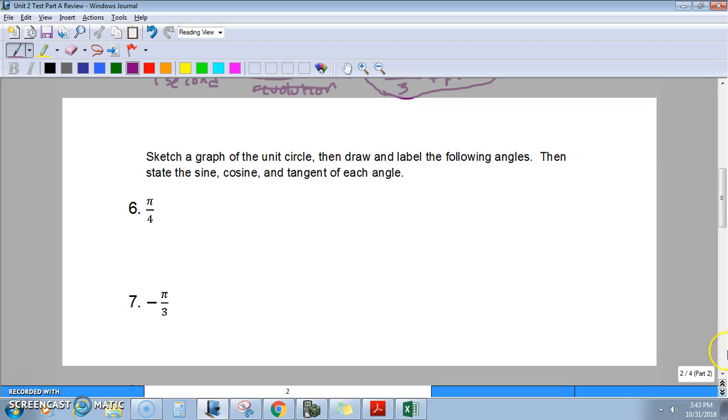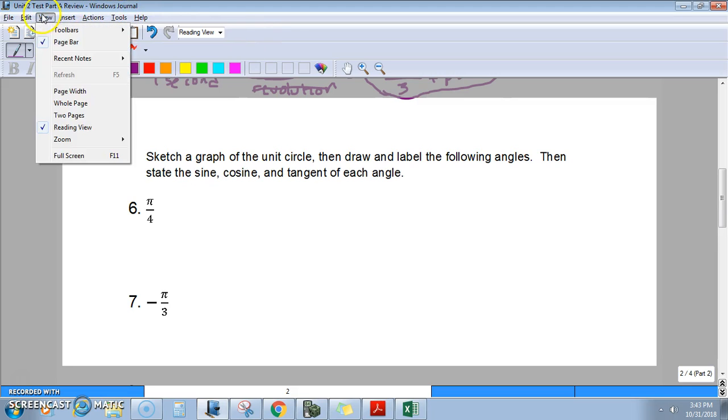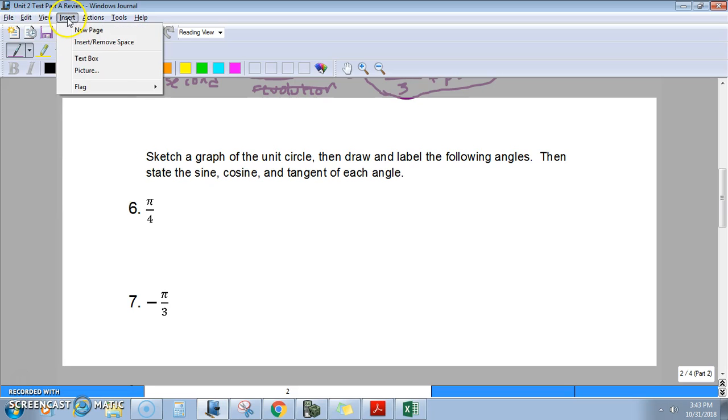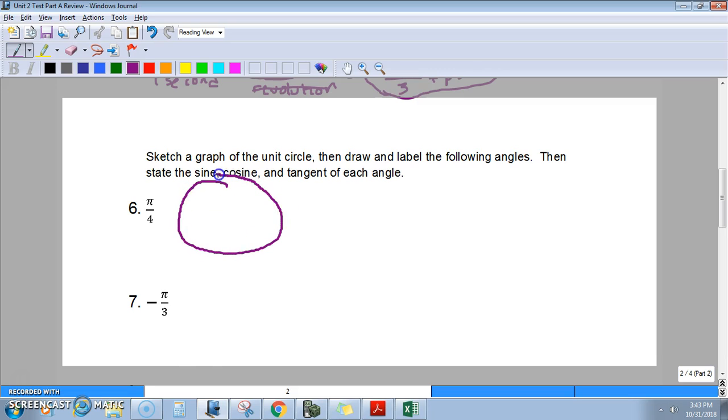Sketch a graph of the unit circle, then draw and label the following angles. Then state the sine, cosine, and tangent of each angle. So I wonder if I can insert a shape. I would like to insert a circle here. Tools, view, I don't see it. Well, I'll just draw one as best as I can. So if I have a circle, sketch my graph here, pi over 4, right?